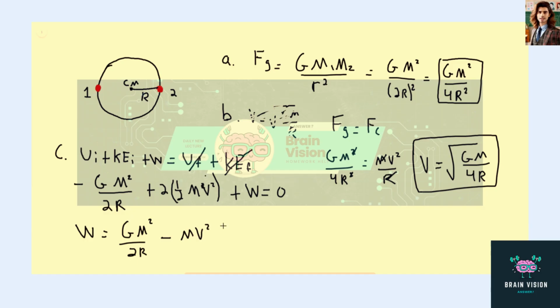So now we can substitute in this v that we'd found over here. So this equals Gm squared over 2r minus m, and then this v squared will be Gm over 4r. And so now we can write this as m squared. So we have Gm squared over 2r minus Gm squared over 4r. So that's going to then just equal Gm squared over 4r. We can get that by writing 1 over 2 as 2 over 4. So 2 over 4 minus 1 over 4 gives us 1 over 4.